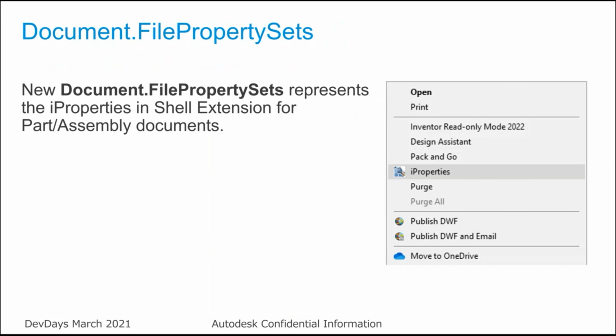This is a very interesting API because without opening the document, we can access the iProperties of the document. In a simple way, we can say that in a shell extension, you can access the part or assembly document's iProperties.